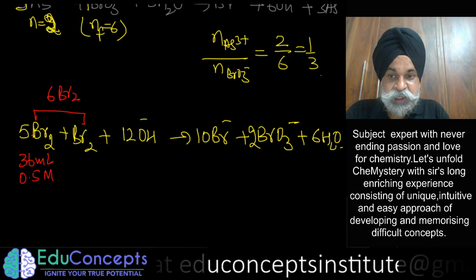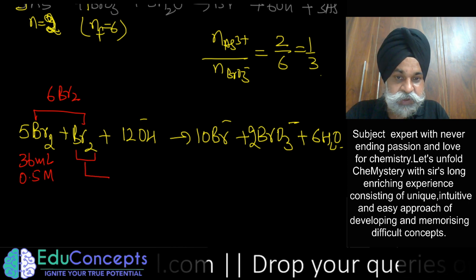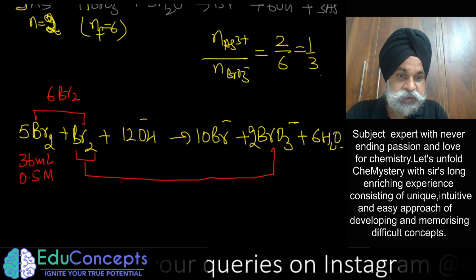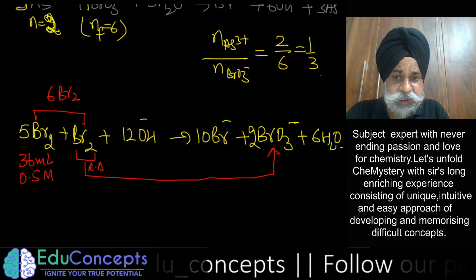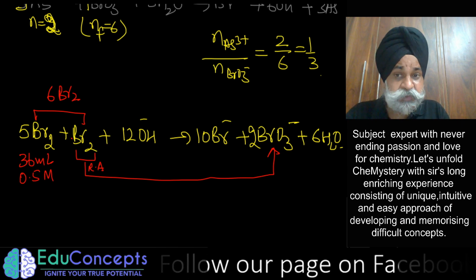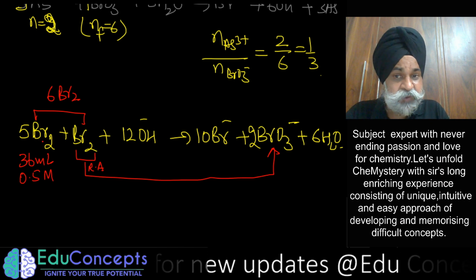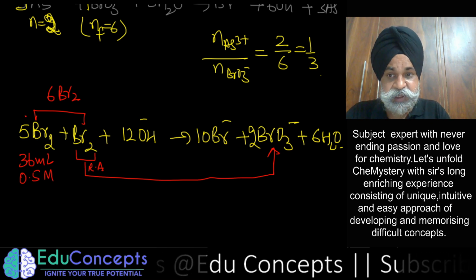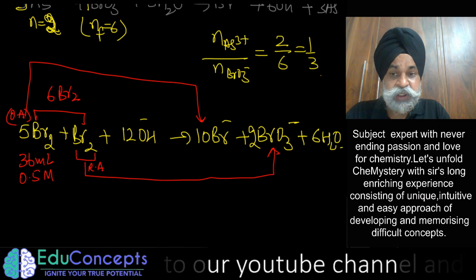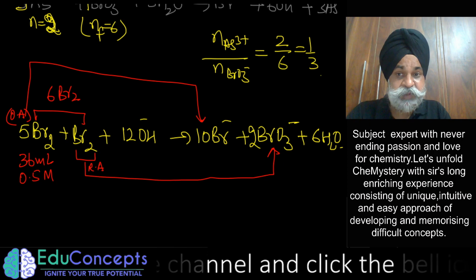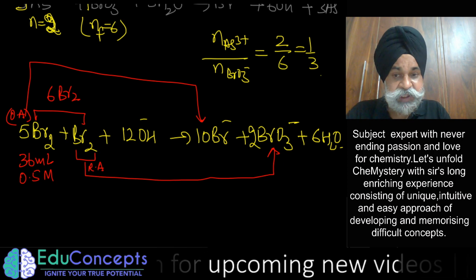Now see here, this Br2 is converting to this one because it is acting as a reducing agent. So one out of the 6 moles of bromine, 1 mole is acting as a reducing agent and 5 moles are acting as an oxidizing agent. So this is acting as an oxidizing agent. So total 6 moles, out of 6 moles, 5 moles are acting as oxidizing agent and 1 mole is acting as reducing agent.